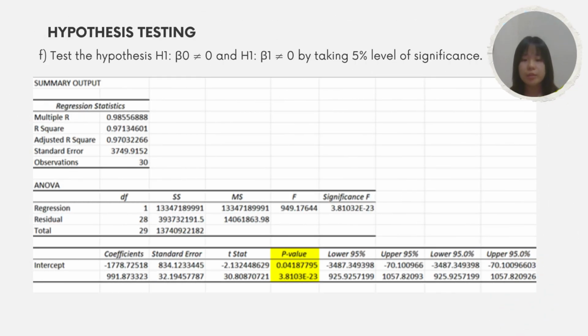By referring to this regression output table, the intercept has a p-value of 0.0419, which is lower than the significance level. Therefore, it can be concluded that beta naught is not equal to 0. Next, the slope is statistically significant with a t-statistic of 30.8087 and a p-value of 3.81 times 10 to the power of -23. Since the p-value is far below the significance level, we reject H naught, where beta 1 is not equal to 0.